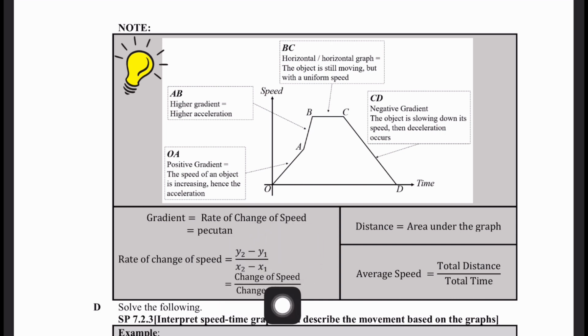So the formula is the same. So now the distance is equals to area under the graph, and average speed is still the same. Total distance over total time. Cuma beza di sini total distance kita kena kira area.